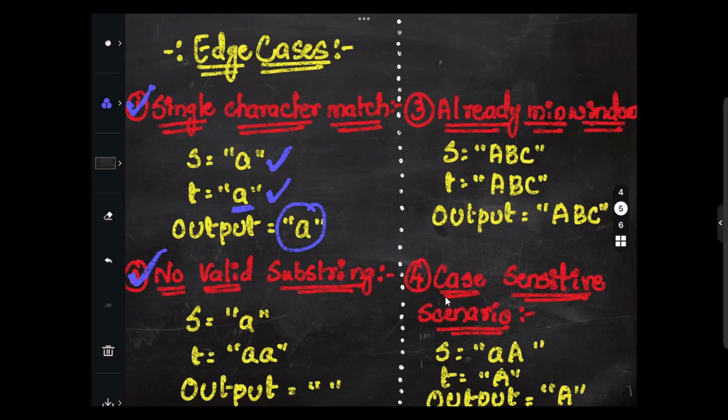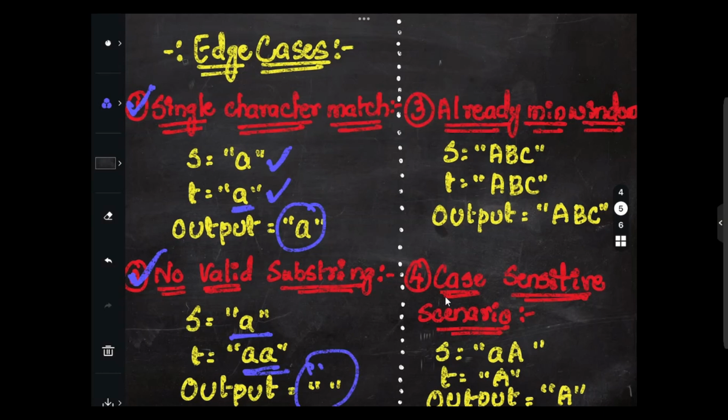No valid substring. When I say no valid substring here, we have two A's in T, so we don't have another A in S at all. At any cost, this will not be a valid substring. We cannot find a valid substring at all, so the output we need to return is an empty string. They have clearly mentioned this in the question.